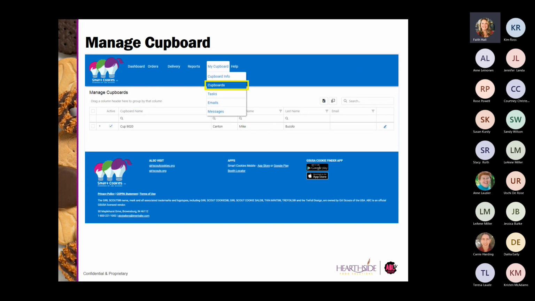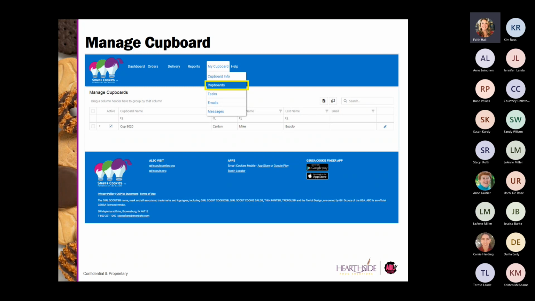So the manage cupboard is the next option. If you go under my cupboard, go into cupboards. If you need to make any edits, such as your open availability, you'll see that there is a pencil icon at the end of the row here. That is what you actually click to open up the cupboard information to make changes.